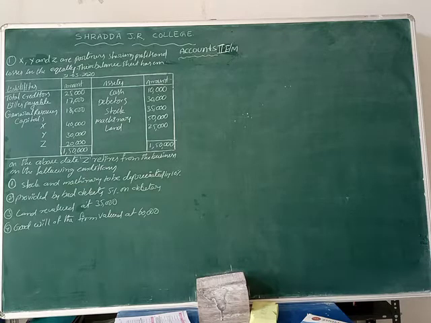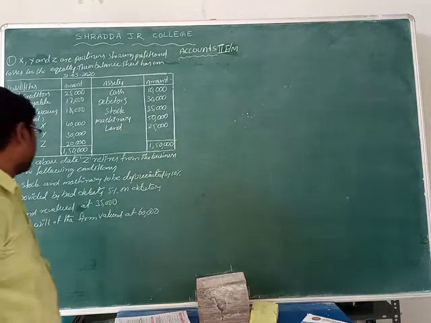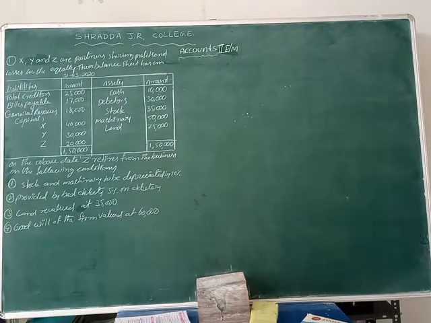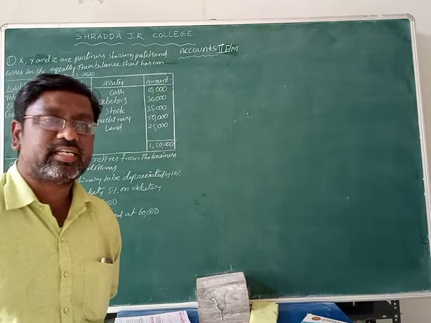Both are equal. On the above date, Z retires from the business on the following conditions. Stock and machinery to be depreciated by 10% and provide bad debts 5% of debtors. Land revalued at 35,000. Goodwill of the firm valued at 60,000 rupees. So this is the retirement of partner first question, students.